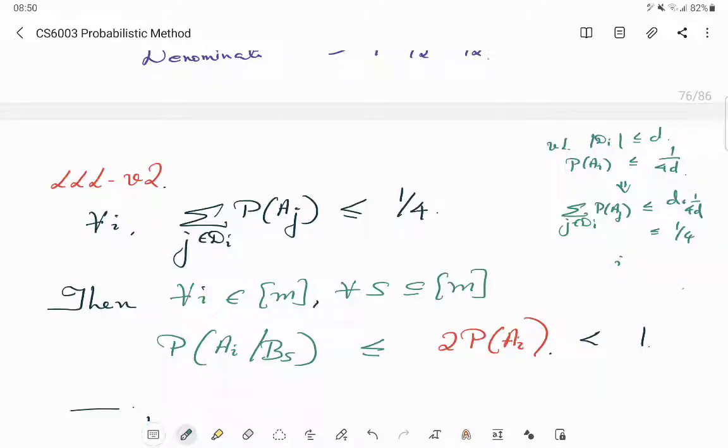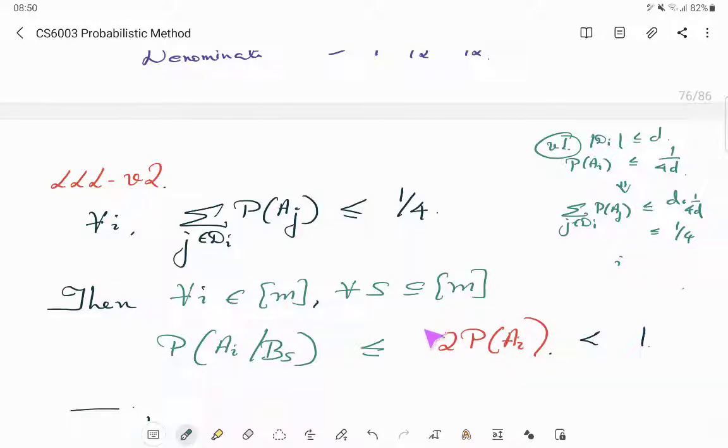By the way, the remaining context is the same. Your A1 to AM, those definitions, DI's definition, they all remain the same. And what is the conclusion? The green part is same as what we had in LLLV1. For every index I and for every subset of indices S, we will show that P of AI given BS is strictly less than 1. So that much is same.